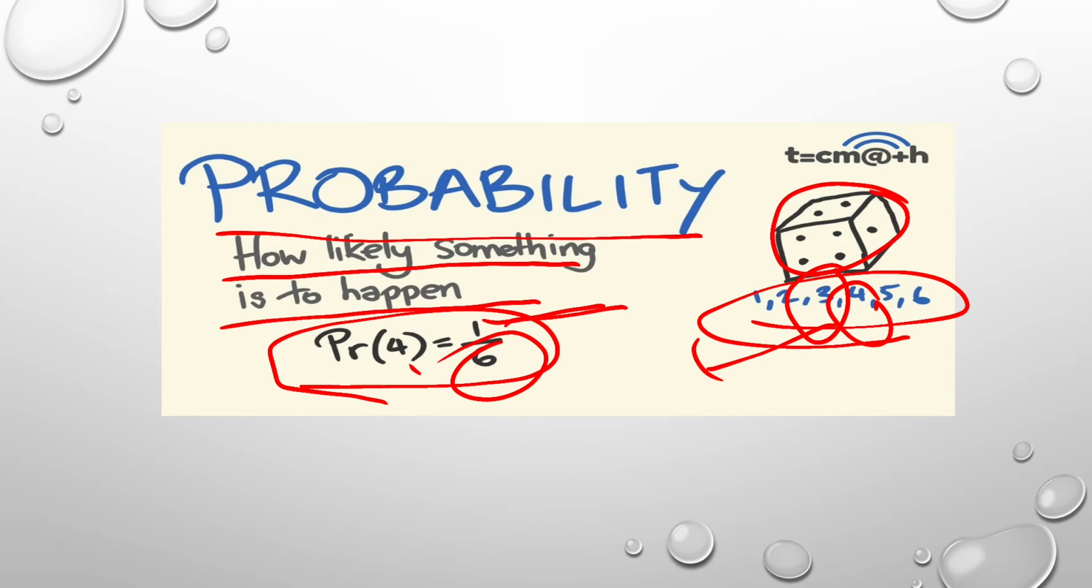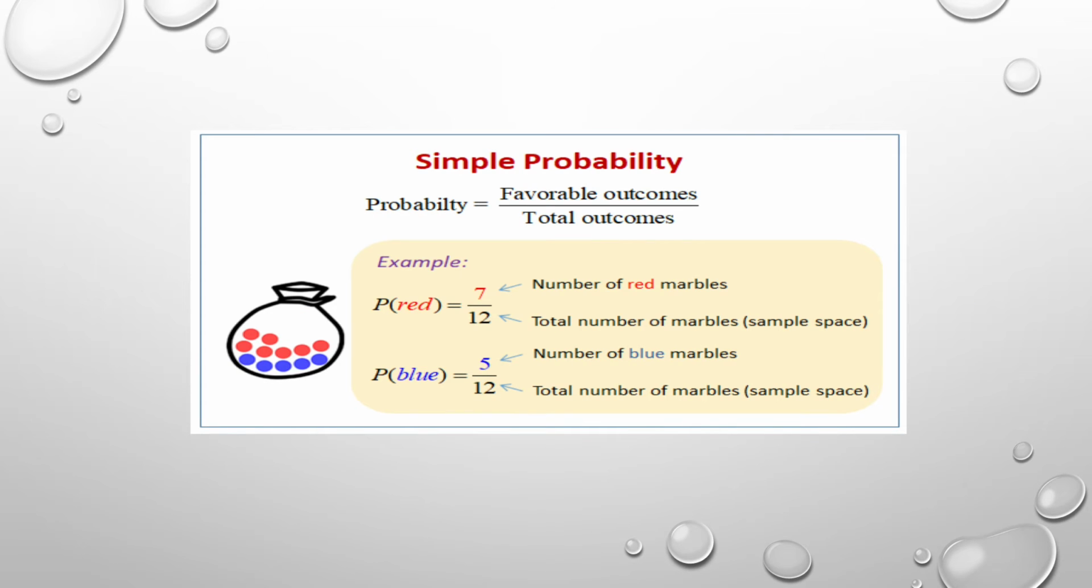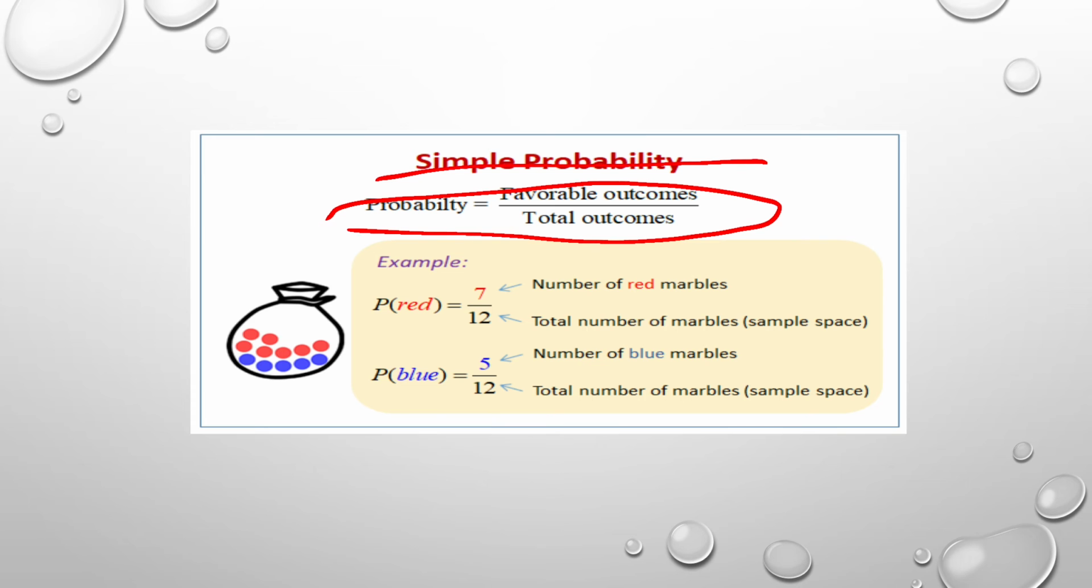Total number of outcomes are 6. So our probability will be 1 upon 6. This is the simple probability formula that we have already discussed: favorable outcomes upon total outcomes.